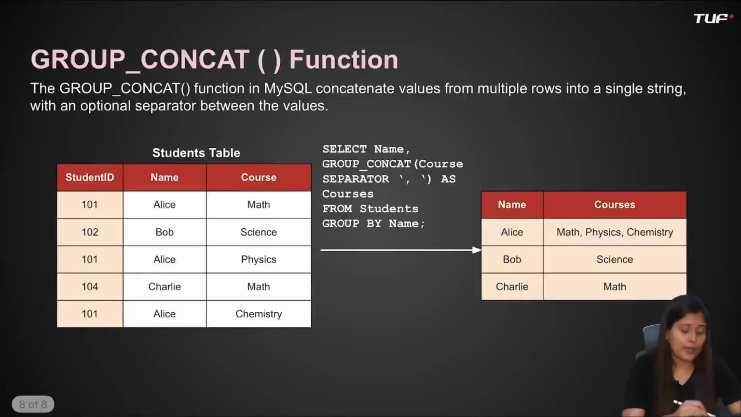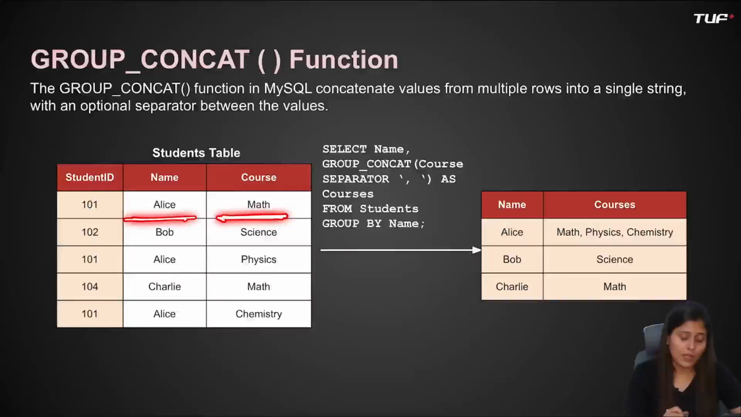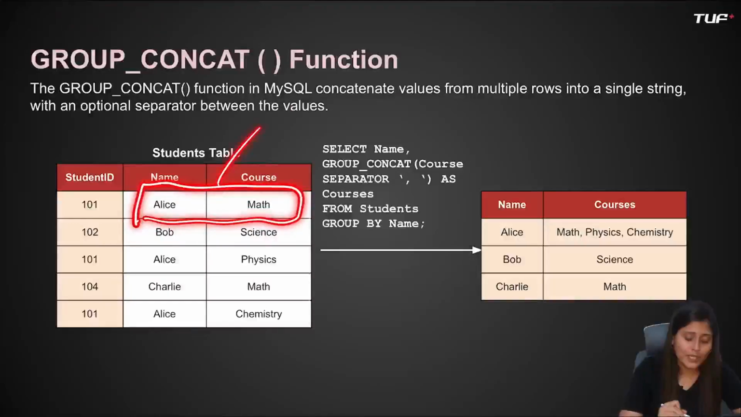Next is the group concat function. Basically, this function concats the values from multiple rows. If we want to concat multiple rows' values, we use group concat, and that will concat them and put them into a single column. This is what it does.